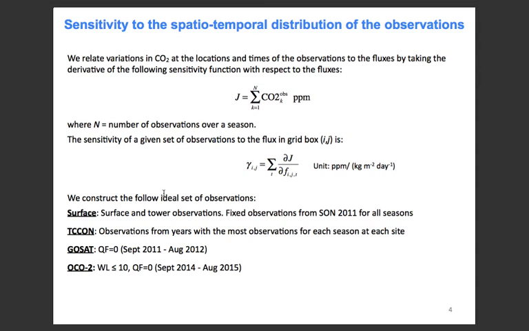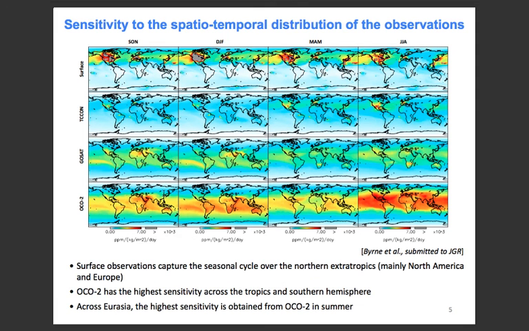Okay. So what I'm going to show you are maps of this sensitivity that tells you how each individual grid box would change the aggregated CO2 observations for the different observing systems, and we're looking at the sensitivity for the surface network, TCCON, GOSAT, and OCO-2. Okay. And again, these are not real observations. We're using the forward model to generate pseudo data. Okay. So that is what comes out of the adjoint analysis.